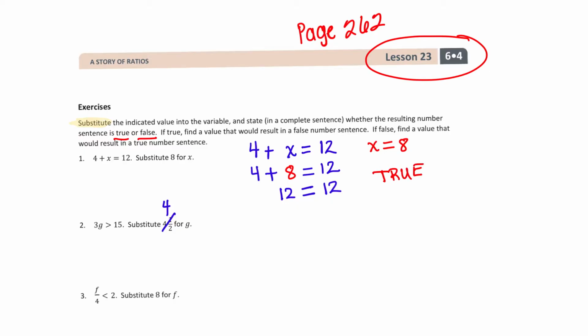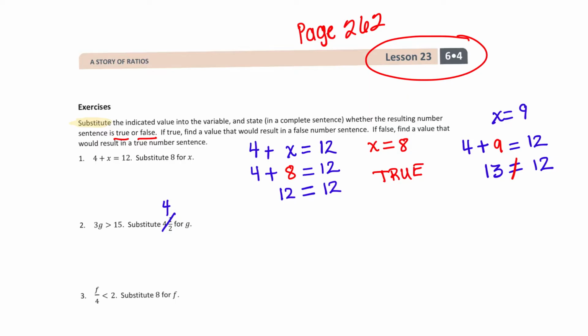Now they want us to determine what value of x can make this not equal. Am I going to choose a number that is bigger than 8 or smaller than 8? Well, we can try. What if I say x equals 9? Let's do 4 plus 9 equals 12. What is 4 plus 9? 4 plus 9 is 13. Is that the same thing as 12? The answer is no. So that makes it a false statement.